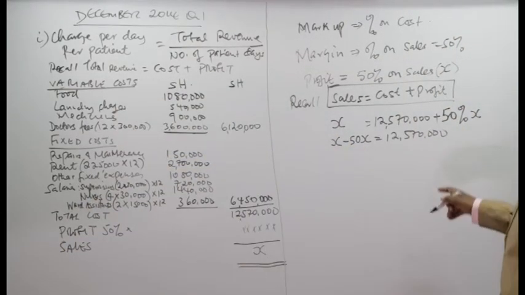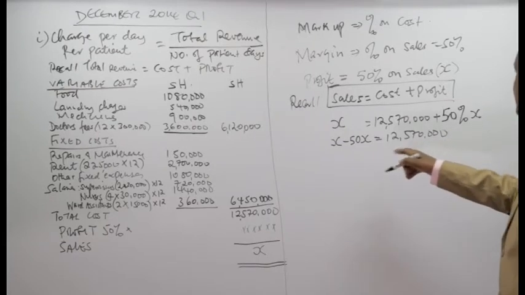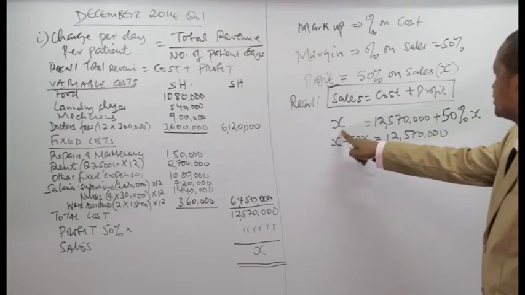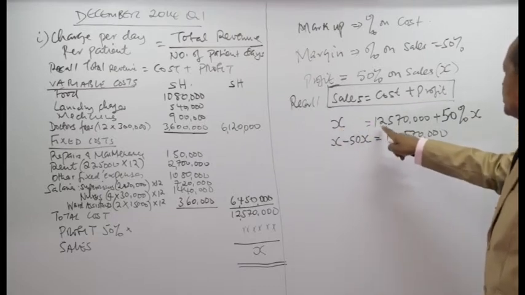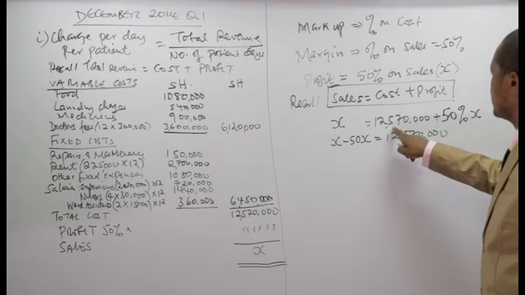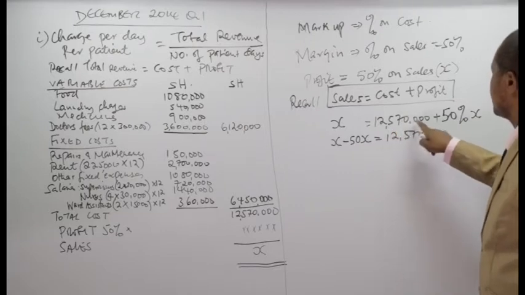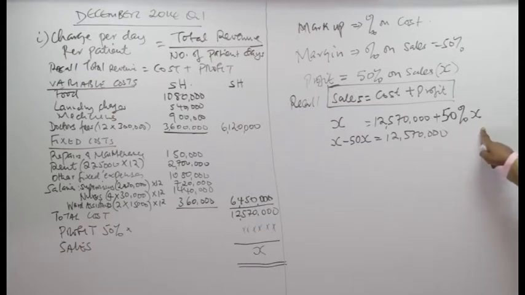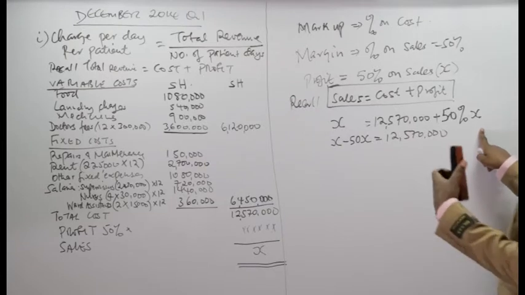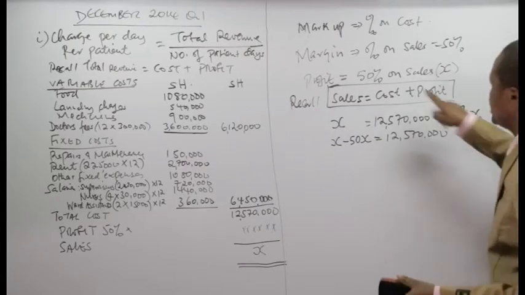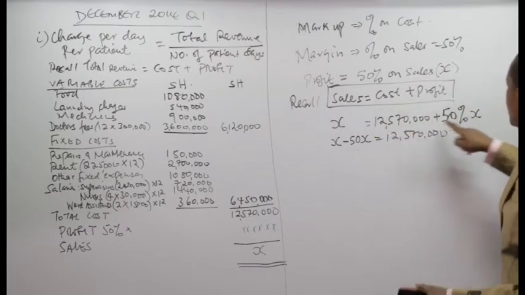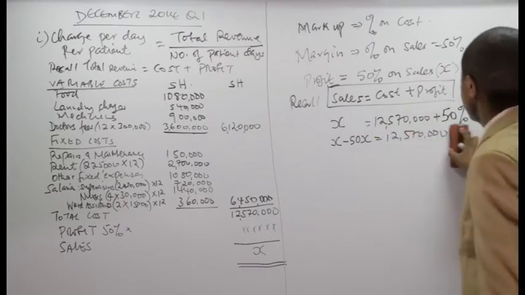So we are saying here, I repeat, X, which is our sales, is equal to the cost, which is 12,570,000 plus 50% X. We are told the margin is 50%, and we said the margin is applied on sales. So this is 50% of the sales, which is X.